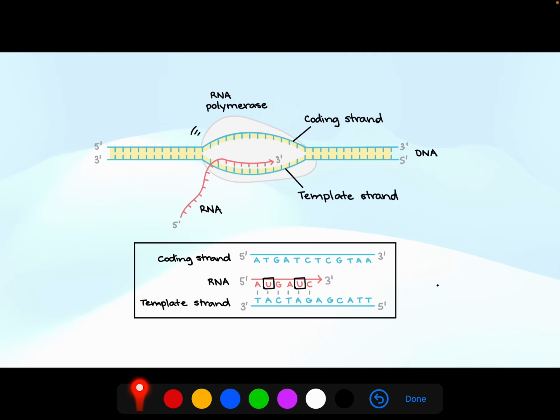The template strand, on the other hand, is what I like to say is complementary to the RNA strand. That means the bases are complementary to each other. So for example, T goes to A. A would go to T, but since this is RNA, it would go to U instead. C to G, T to A, once again to U, G to C. Complementary, right? That means the bases are complementary to each other. That's the main difference between coding and template strand.